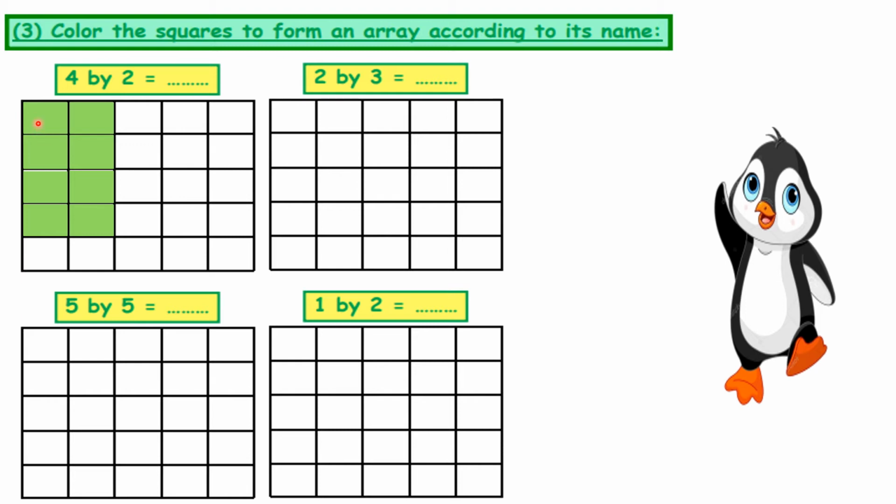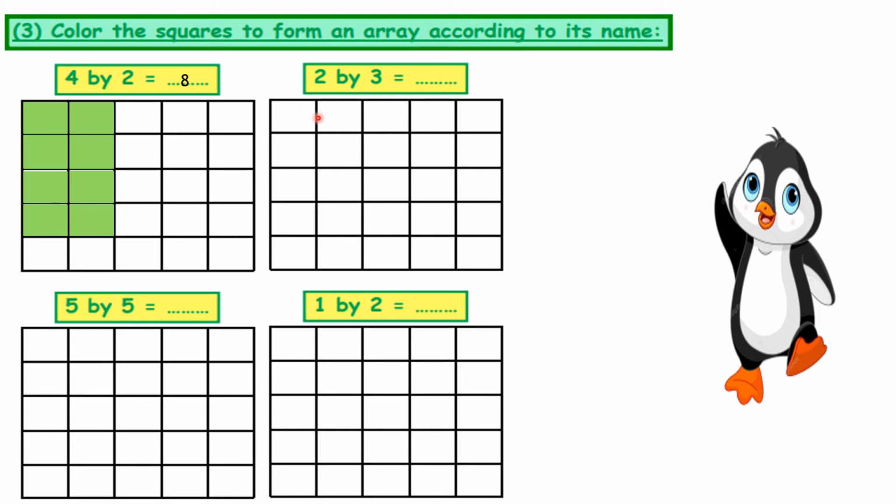Now I want to find what is the result. So I will count how many squares I colored. 1, 2, 3, 4, 5, 6, 7, 8. So it's 8.